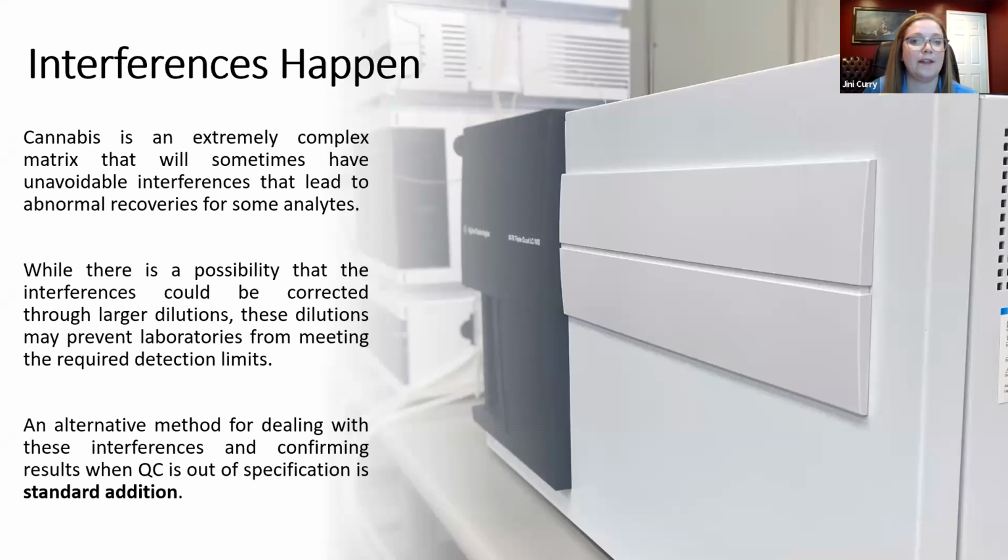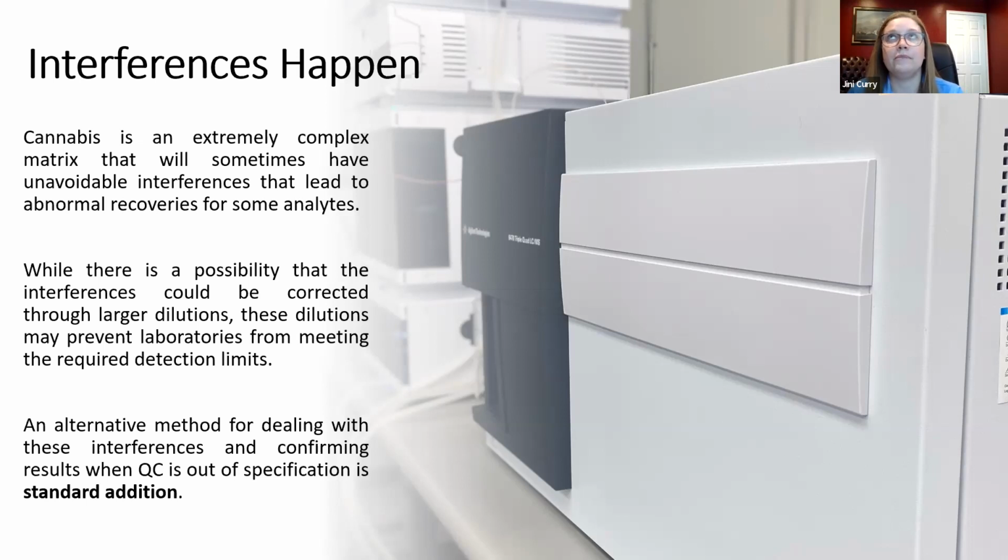You saw the sample on the previous slide. Cannabis is complex, and sometimes these interferences are just going to be unavoidable. There's nothing you can do to get rid of them. And so there's a couple different options of what labs can do if this happens. One of those is that they can do a larger dilution, right? So our final dilution is 250 for our flour and our edibles and 500 for our derivative products. And you could do a much larger dilution. You could do a 10x on top of that and get a 2500x and a 5000x.